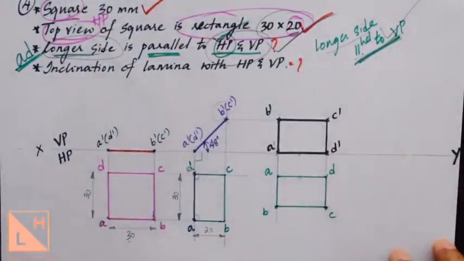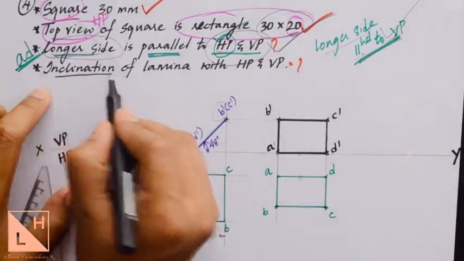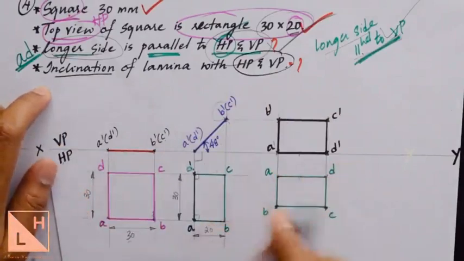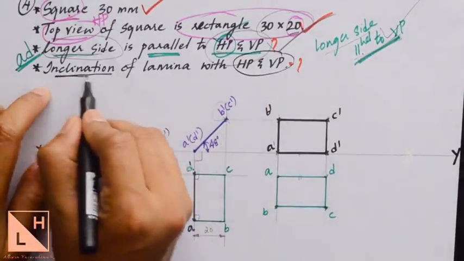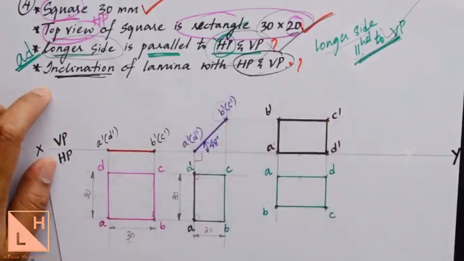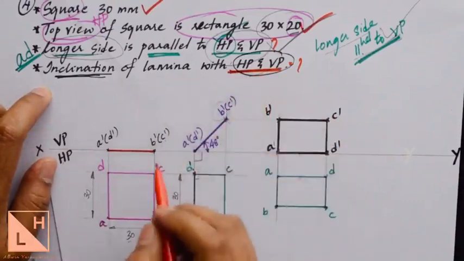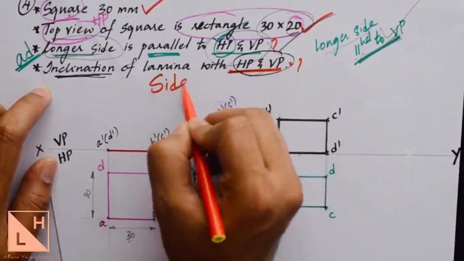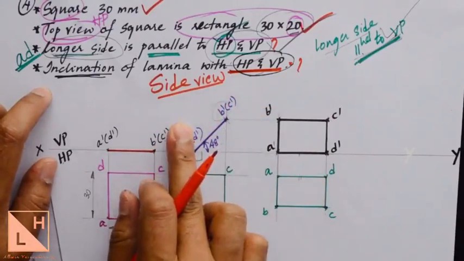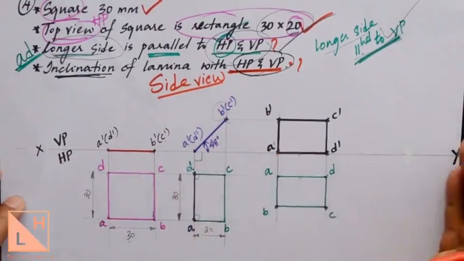This will give us the solution for the problem, but it is also asked that you need to find the inclination of the lamina with both HP and VP. Remember, in any question, when you want to find out the inclination of the lamina with both HP and VP, when this wording appears in the question, it means that this problem needs a side view. In order to get the solution, you are supposed to generate the side view for this problem. You can generate either a right side view or a left side view.